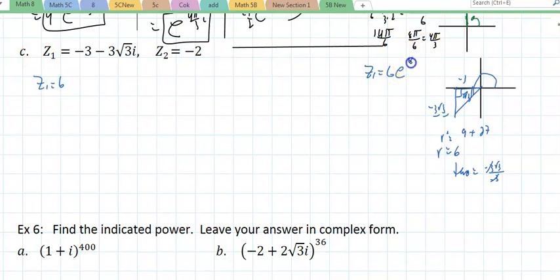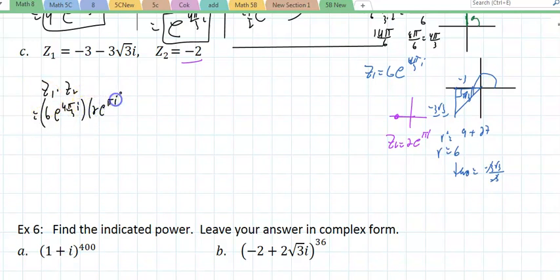What did I say? And z2 is negative 2. Negative 2 is easy. Right there, that is 2e to the pi i. So if I find, and again it's crucial, z1 times z2, you would say that is 6e to the 4 pi over 3i times 2e to the pi i.